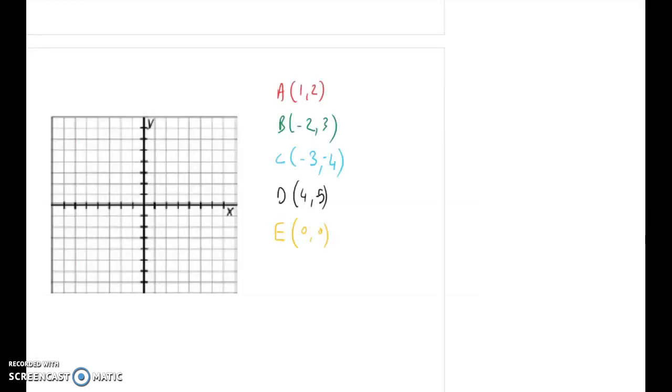All right, guys, so now we are going to try to plot these points A, B, C, D. Each point is defined by a coordinate X and Y. So let me define: a point is defined by what we call a coordinate in X and Y. We call that an ordered pair.